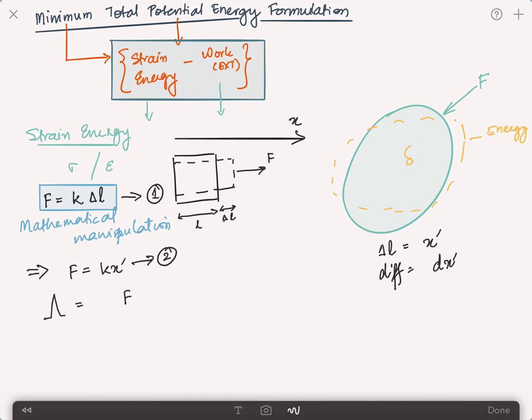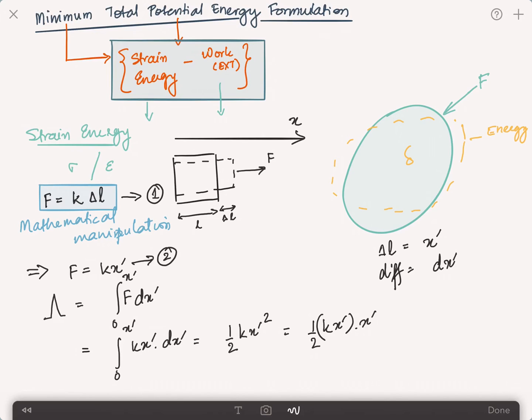Right? So if I say the strain energy of the system, or the elastic energy which is stored in the system, is the integral from 0 to x' of F dx', I will be able to solve it by substituting the value of F from equation 2, kx' dx', and by continuously solving it I will get half kx'². I can also write this as half kx', because remember I'm doing some mathematical manipulations to make my point across.